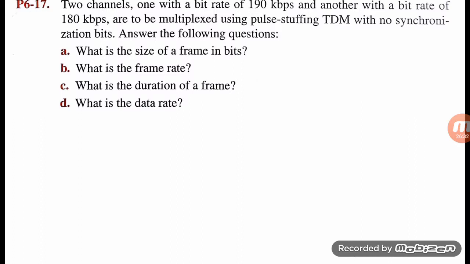The frame rate is always the same as the input bit rate. Okay, and then the relation is double. And the data rate is over. Yes. 2 bits, 190.